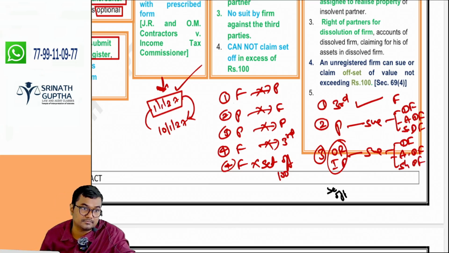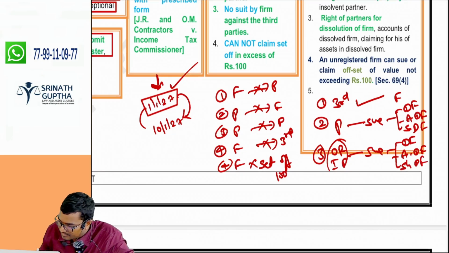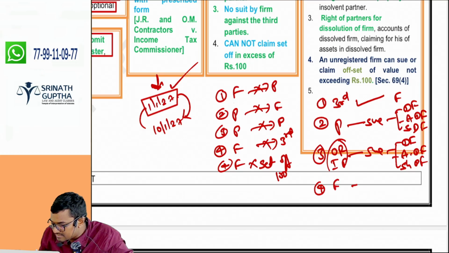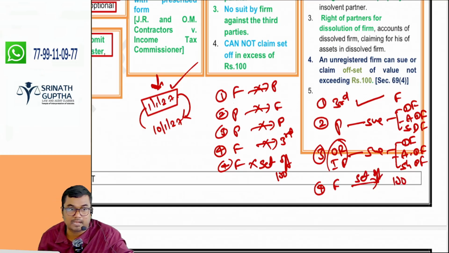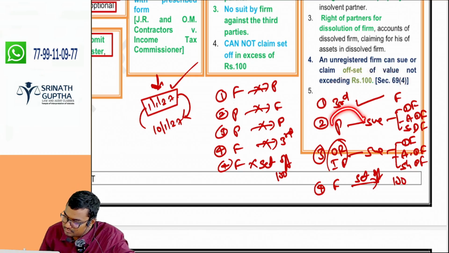Last one, even if the firm is not registered, the firm can set off up to 100 rupees. Even if the firm is not registered, a third party can sue the firm. And a partner can sue for dissolution of the firm, accounts of the dissolved firm, and share in the dissolved firm.